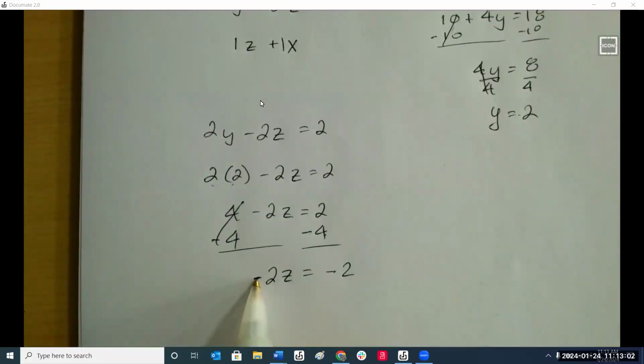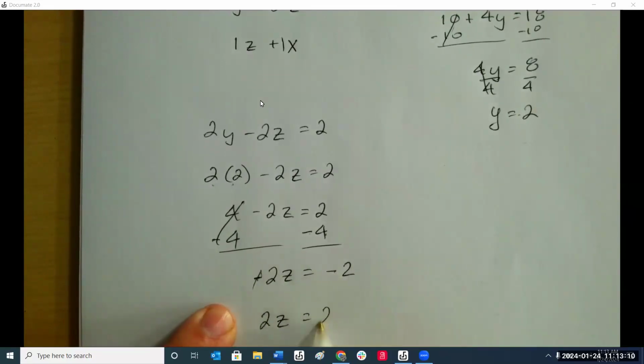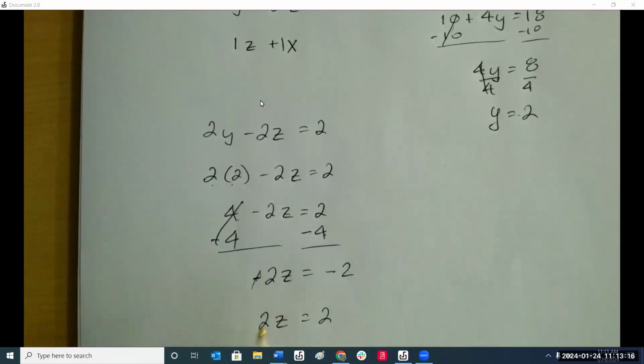Here, we have to get rid of the negative first. So just change all the signs. Change this to be positive and change that to be positive. Basically what you're doing is multiplying everybody by -1. No matter what you have, if it's a plus, change it to negative. If it's a negative, change it to a plus. Now divide by 2.